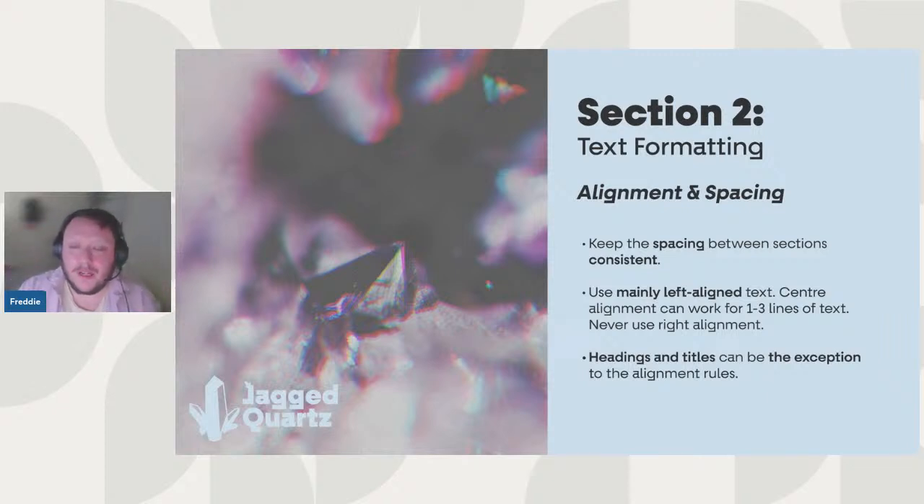You want to only really use left-aligned text, so text that starts from the left-hand side. Center alignment can work for small sections of text, maximum 1 to 3 lines, and never use right alignment. Headings and titles can be the exception to this, as you may recall seeing headings that are sat in the middle above the text, or even to the right above the text.